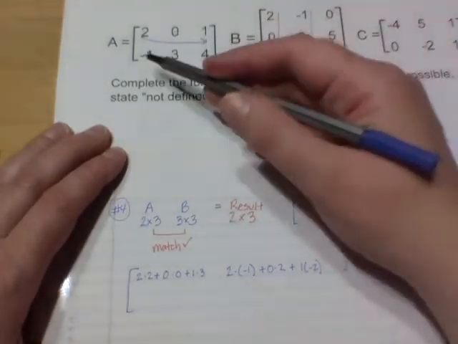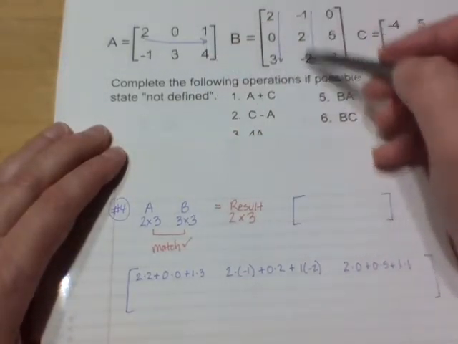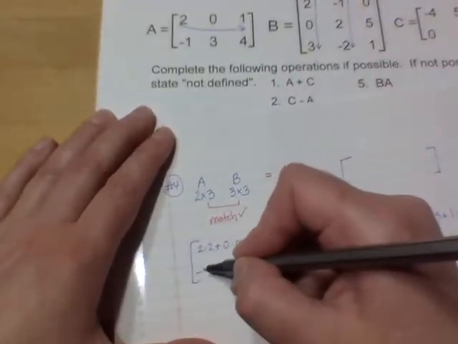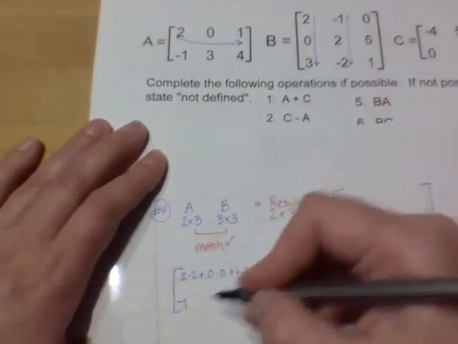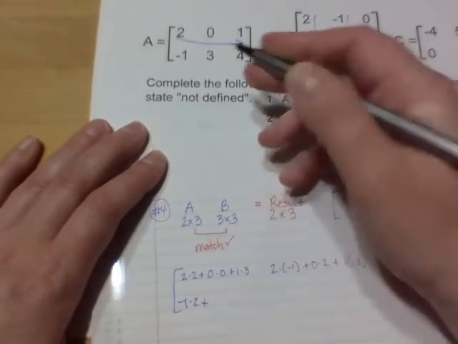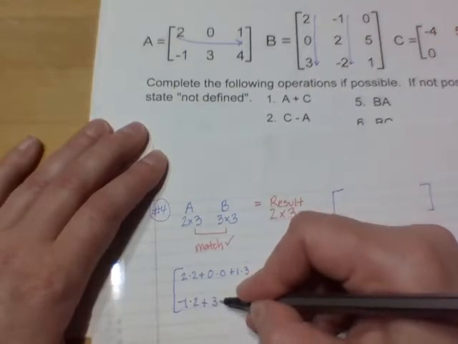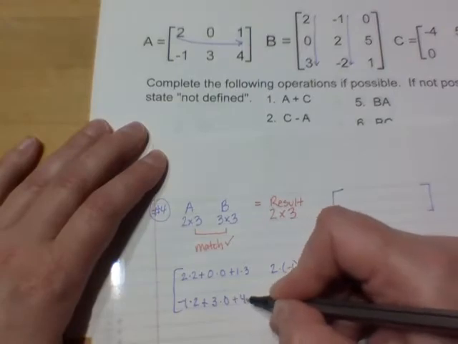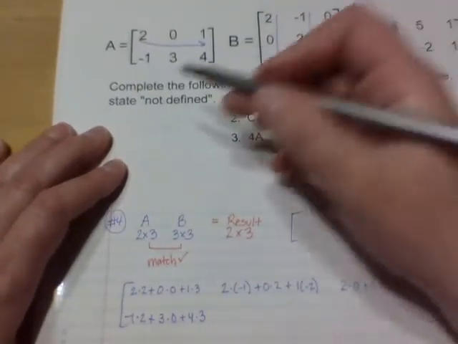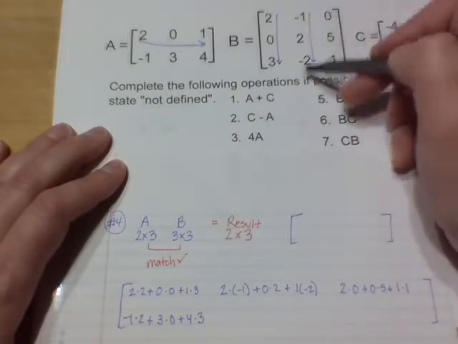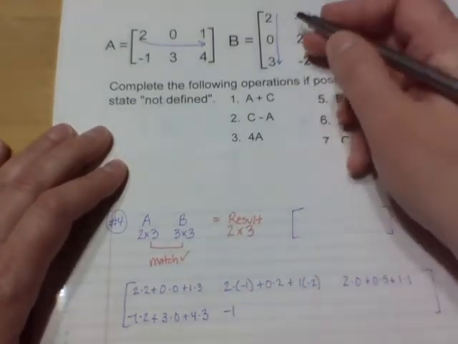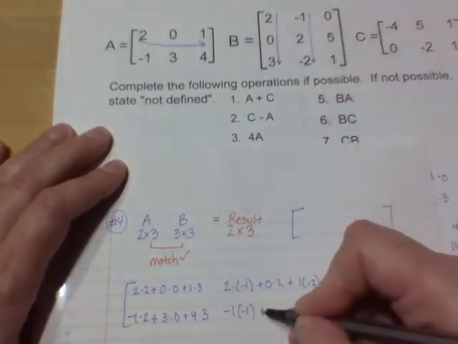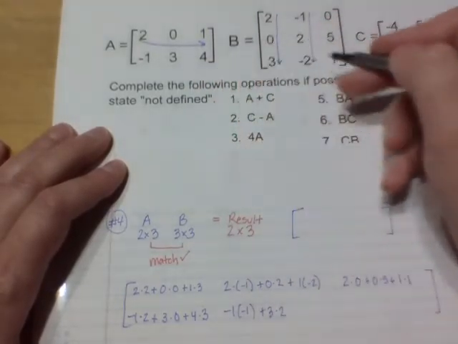The next piece is going to be this second row times each of these columns. So row 2 here is -1 times the first column, so 2. That's going to be added to 3 times 0. And then 4 times 3. The next piece is these same 3 digits, but now times this middle set. So -1 times -1, 3 times 2, and 4 times -2.